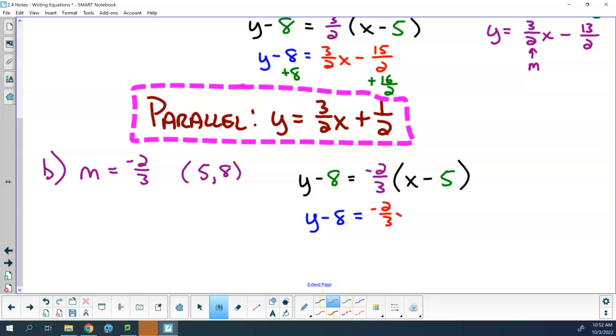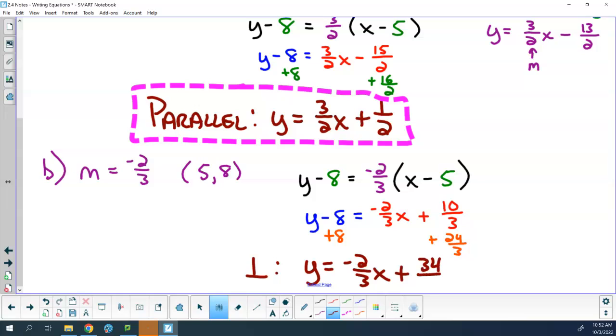Negative 2/3 x plus 10/3. Again, going to add 8 to both sides. But now I'm going to add 24/3. And so my perpendicular line is going to be y equals negative 2/3 x plus 34/3. Questions on that?